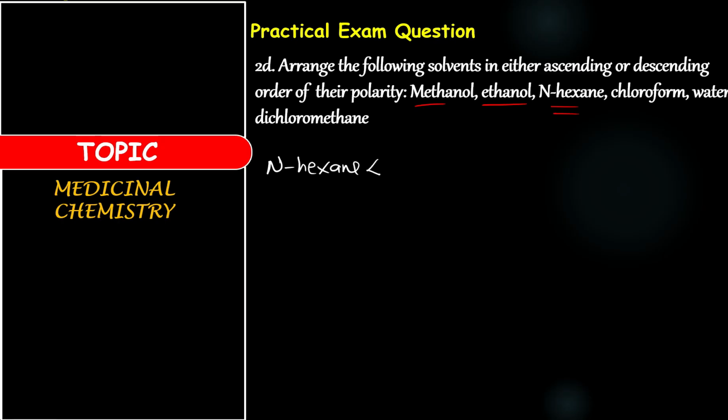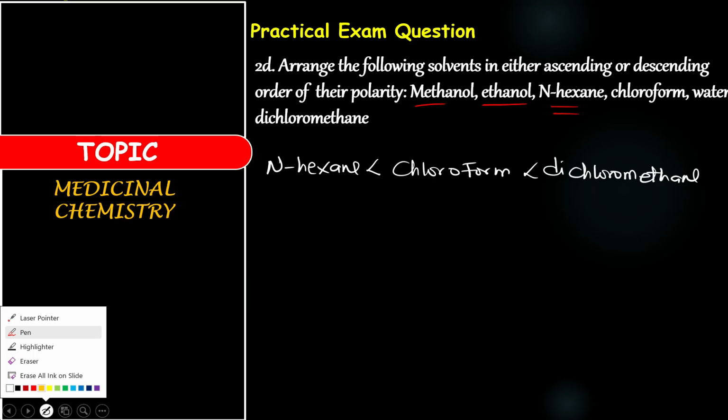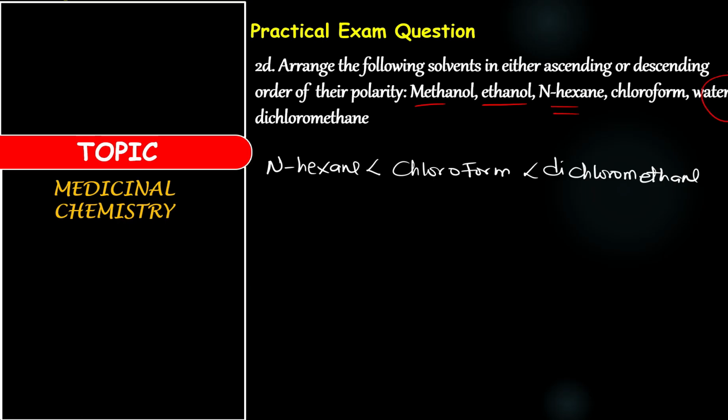Now between chloroform and dichloromethane, which do you think is less polar? Chloroform is less polar than dichloromethane. Alright? Exactly. Chloroform is less polar than dichloromethane. Now, after chloroform, the next one that you should follow is either methanol, ethanol, or water. Water is the most polar of everything you have listed here. Water is more polar than everything.